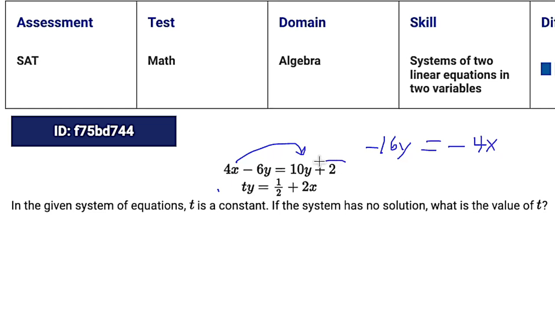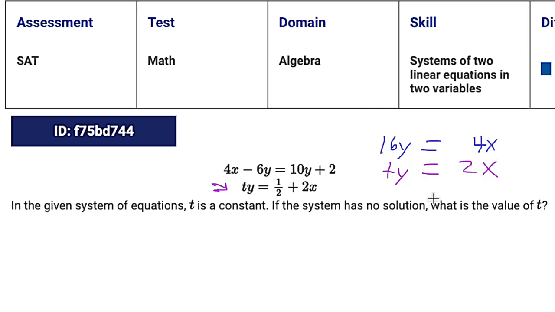And remember, I don't care about the constant, so I'm not going to even worry about it. I'm just going to leave it out of the equation. And I'm not particularly fond of negative numbers, so I'm just going to multiply this whole equation by -1 to turn these positive. Now, let's write the bottom equation, again, omitting the constant, because we don't care about the constant. Doesn't matter. ty equals 2x.